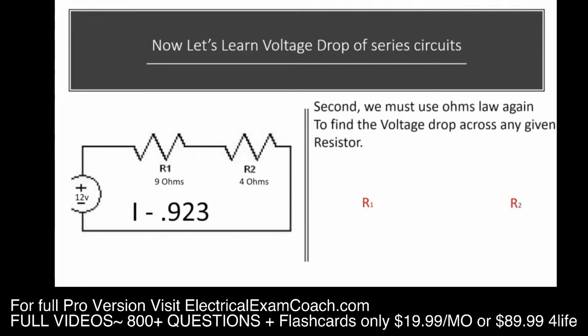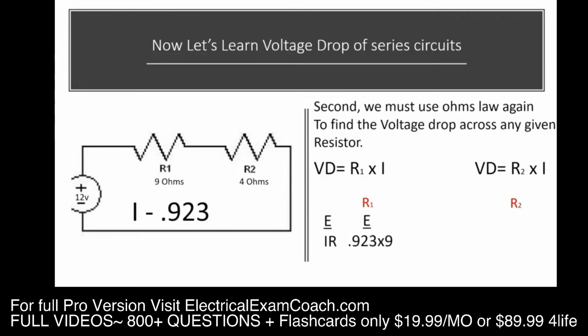Second, we must use Ohm's law again to find the voltage drop across any given resistor. The voltage drop is going to be equal to R1 multiplied by I, and the voltage drop of resistor 2 is going to be equal to that resistor multiplied by I. Because remember, we're just trying to find the voltage drop. So E equals IR. Just plug in the knowns.